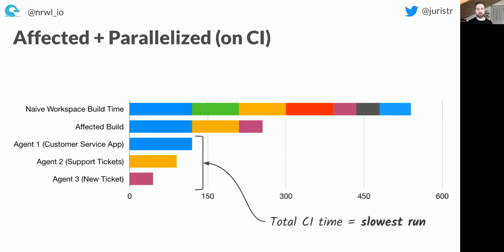And so again, if we now take this into account, then your total CI time is basically equal to the slowest part, right? Because now we run them in parallel and no more in sequence. And therefore the slowest one determines the total time you need to run on your CI. But you already can see a lot of improvements.